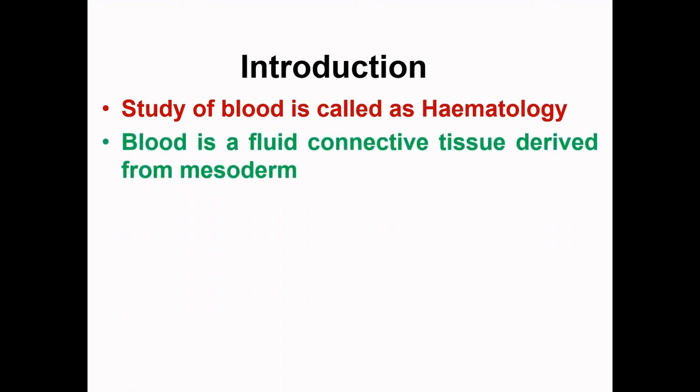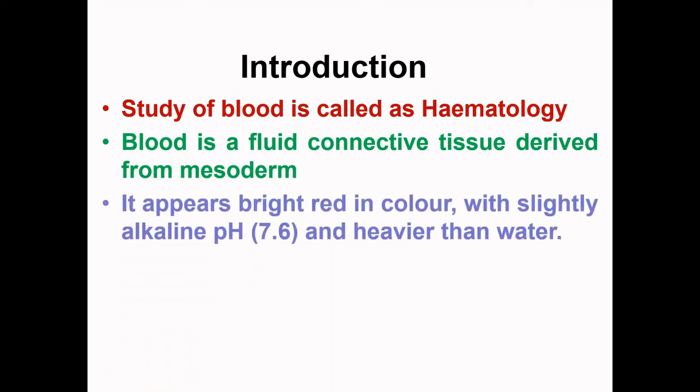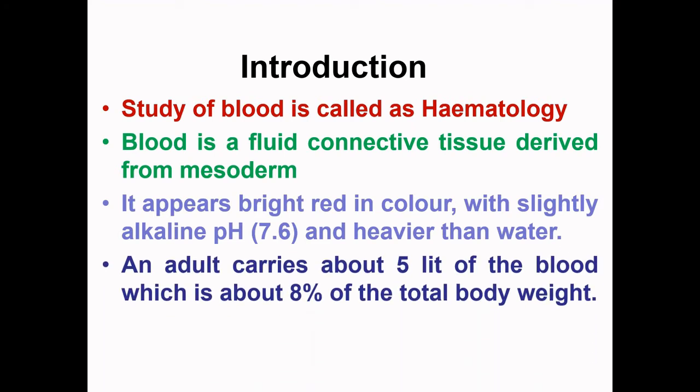Actually, blood is a fluid connective tissue which has been derived from mesoderm. The appearance of blood is red in color with slightly alkaline pH, about 7.6. The blood is denser than water, that's why it is heavier. And an adult person carries about 5 liters of blood, which is about 8% of the total body weight.